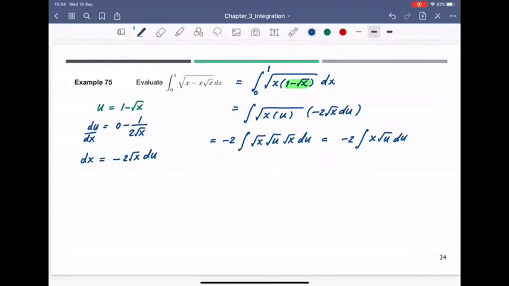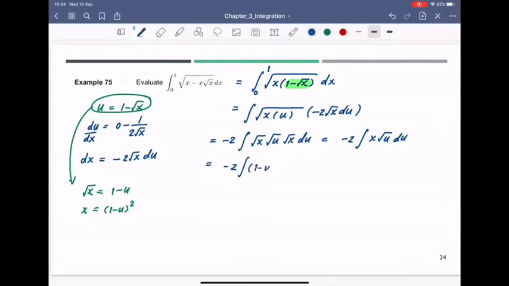If you look at the substitution that we just did, you can see that we have u equal to 1 minus square root x. Well, that means square root x is going to be 1 minus u. And that means x squared is going to be, not just x, because I square it, 1 minus u squared. All right, so I'm going to replace that. It's going to be negative 2 integrate 1 minus u squared square root u du.